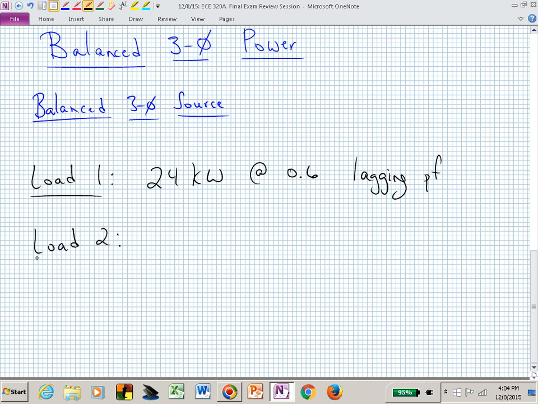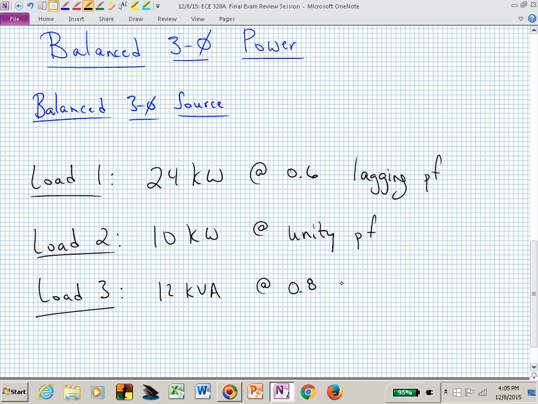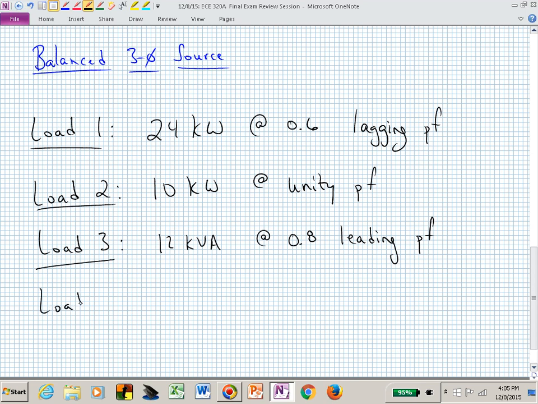Load number 2 is 10 kilowatts at a unity power factor. Load number 3, 12 kVA at 0.8 leading power factor. Load number 4, no, I'm teasing. We'll stop with 3. How's that?